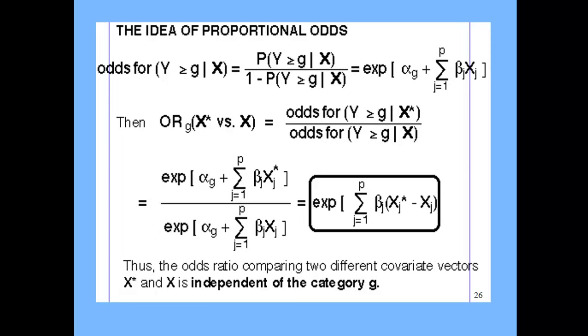So the odds ratio, comparing two different people, gives you an expression that only involves the differences between the x's and doesn't involve which category you're talking about. That's what this says. Okay?